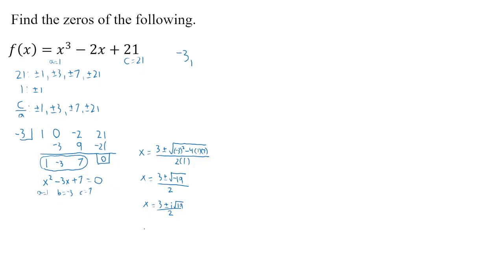Now we're going to write this as 2 complex numbers. Therefore, this would be 3 over 2 plus or minus the square root of 19 over 2 i. And there are our remaining 2 zeros. Therefore, our 3 zeros are -3, and 3 over 2 plus or minus the square root of 19 over 2 i.